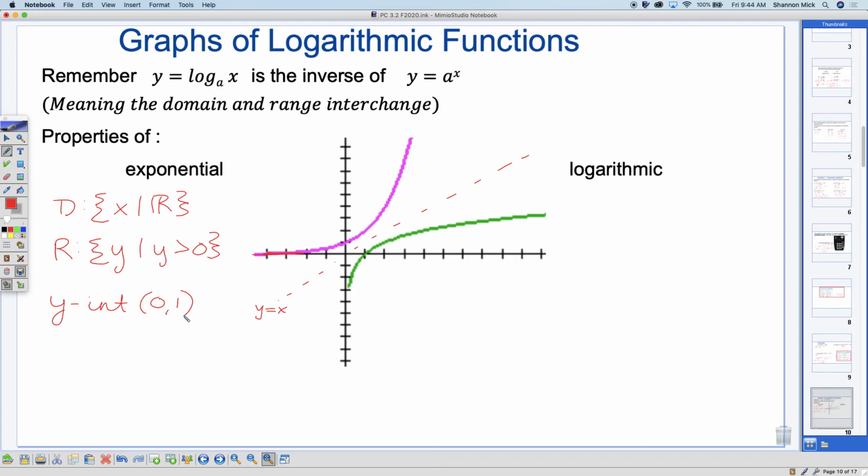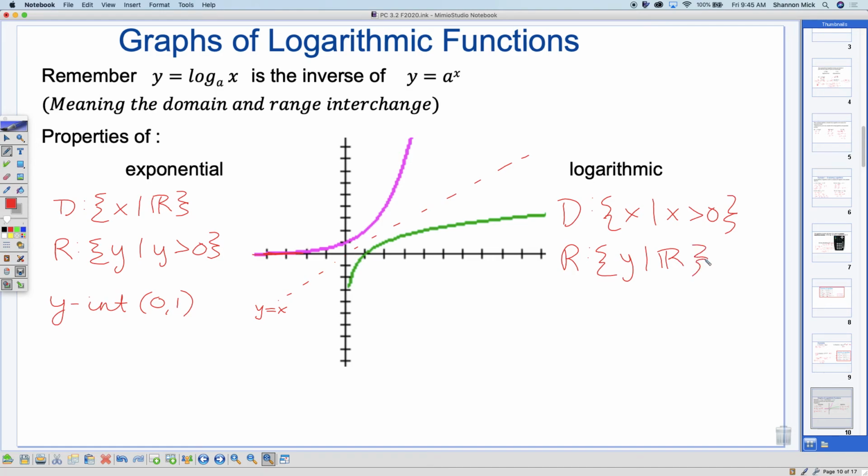Okay, so if logarithmic, and you see the picture there, right? If logarithmic is the inverse of exponential, range and domain will switch. So domain, x such that x is greater than 0. Do you see that on the picture? The y-axis is a vertical asymptote, isn't it? So then my range is going to be what? Y is such that all real numbers.